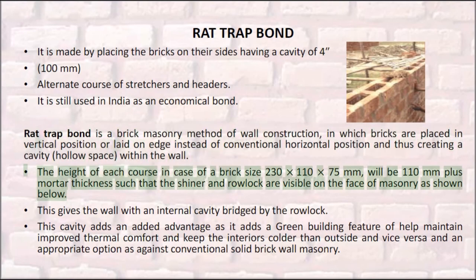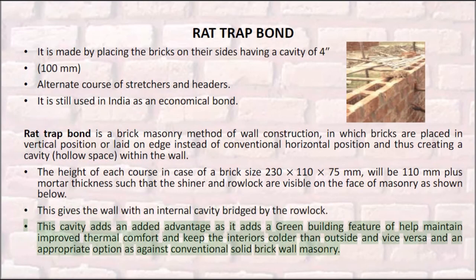The height of each course in case of a brick size 230 × 110 × 75 mm will be 110 mm plus mortar thickness, such that the shiner and rowlock are visible on the face of masonry as shown below. This gives the wall with an internal cavity bridged by the rowlock. This cavity adds an advantage as it is a green building feature that helps maintain improved thermal comfort and keeps the interiors colder than outside and vice versa, and is an appropriate option as against conventional solid brick wall masonry.